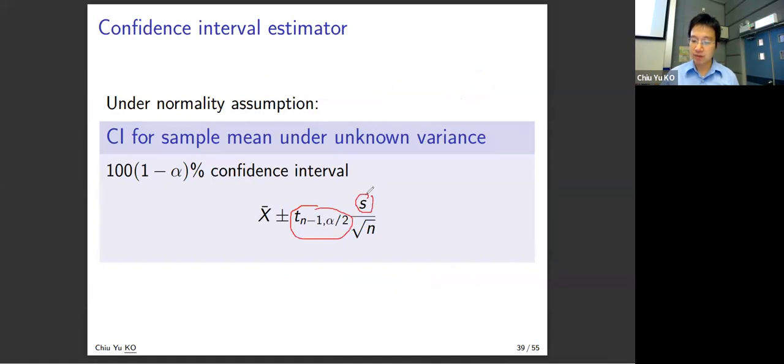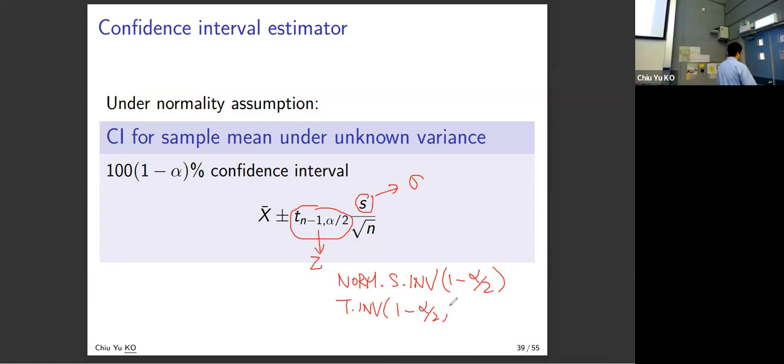The only difference here is T and this S. Remember, before this was sigma squared, and this was Z. The formula we used before is norm inverse of 1 minus alpha over 2. Here we have T inverse, again 1 minus alpha over 2, but the only difference is we have to specify the degrees of freedom, n minus 1. And that's it. That's the only difference we got.